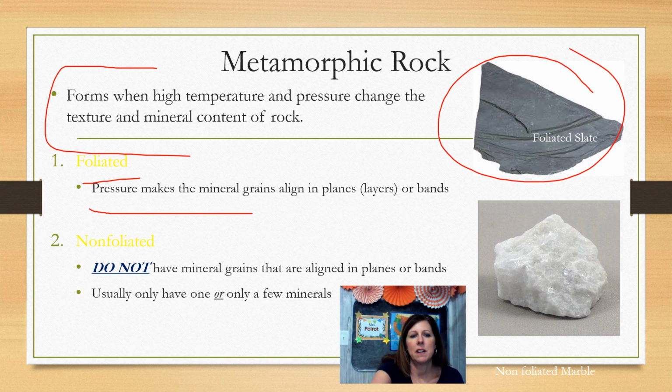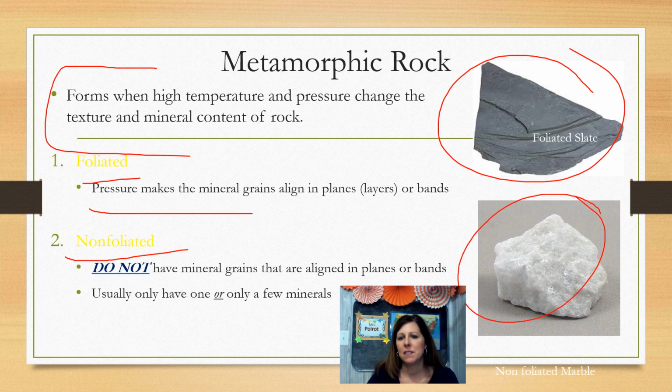If a metamorphic rock is non-foliated, that means they do not have mineral grains that are aligned in planes or bands. And they usually only have 1 or 2 or just a few minerals. And you can look at this example and see that there's no bands. It's just kind of solid throughout, no different layers in that.